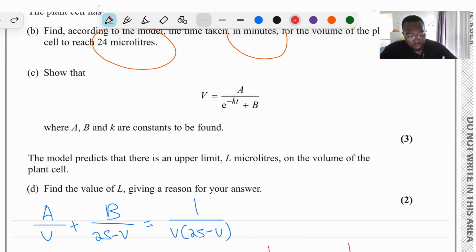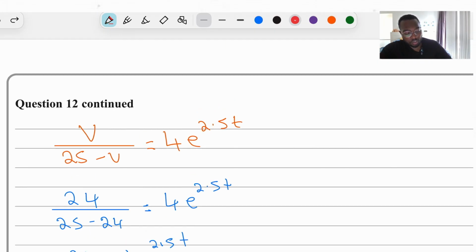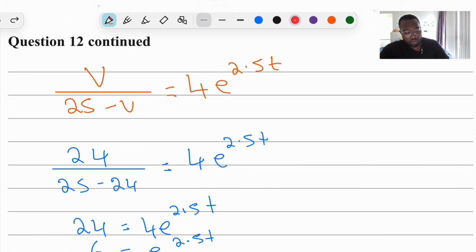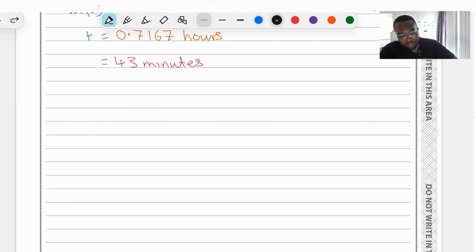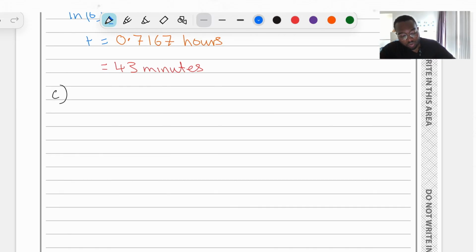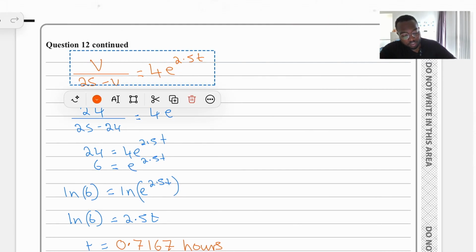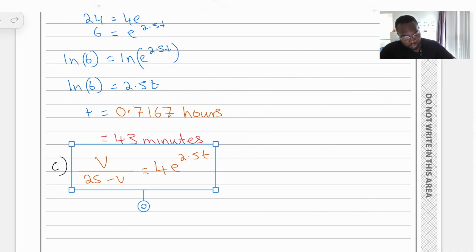So for part C, we need to show that v is equal to a over e to the minus kt plus b, where a, b, and k are constants to be found. For this one, we have the general equation here. So effectively, we need to get v all by itself. If I rewrite that here, we know that v over 25 minus v is equal to 4e to the power of 2.5t.